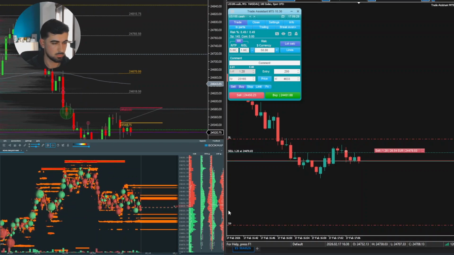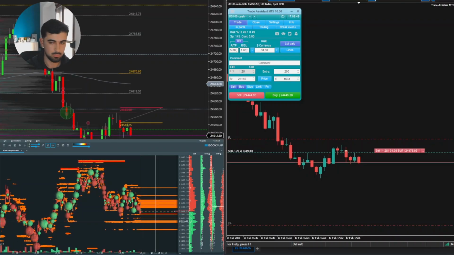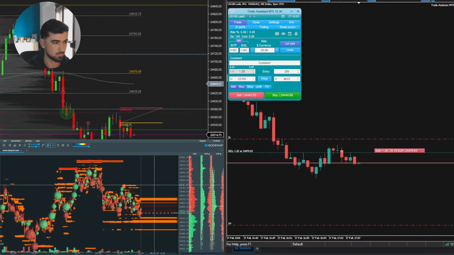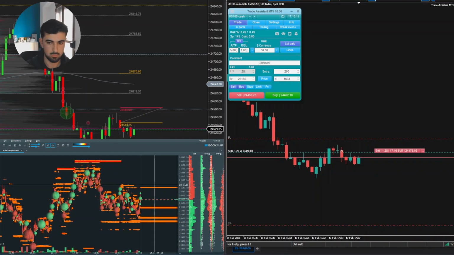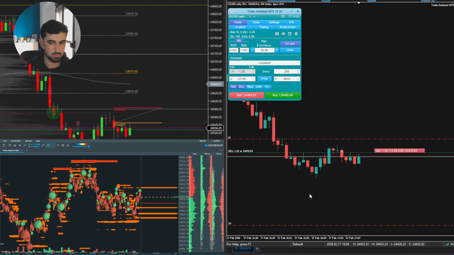My entry confirmation is more or less always the same. In this example now it's short. I want to look for trap buyers at the area that I want to sell from, and I want to see them get weaker and trapped with aggressive selling following, right?